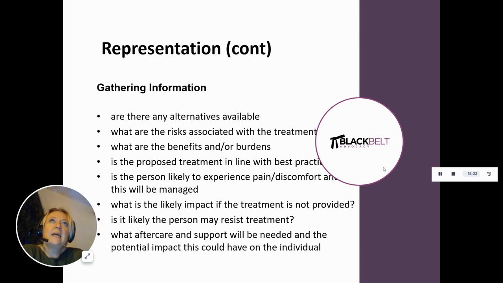Part of the representation, particularly in serious medical treatment, is about gathering information and doing some research. Now, there are lots of treatments where you can find out best practice guidelines. NICE, the National Institute for Clinical Excellence, is a good source, as is the NHS, of course. And here you will be looking and researching, is this treatment best practice? What are the benefits and the burdens? I'm going to return to this idea. What are the risks? What happens if the person resists the treatment? What's the likely prognosis after the treatment?